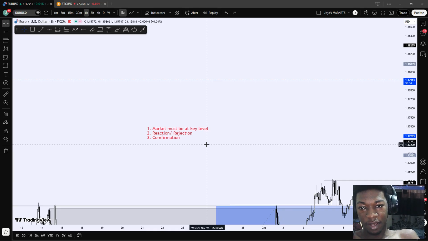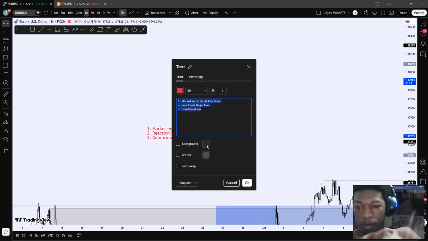Market must be at a key level. Actually, mark your key levels. Wait for the market to reach a key level. Boom, confirmation. That's how you're supposed to trade. Market must be at a key level, reaction or rejection, then boom, confirmation.